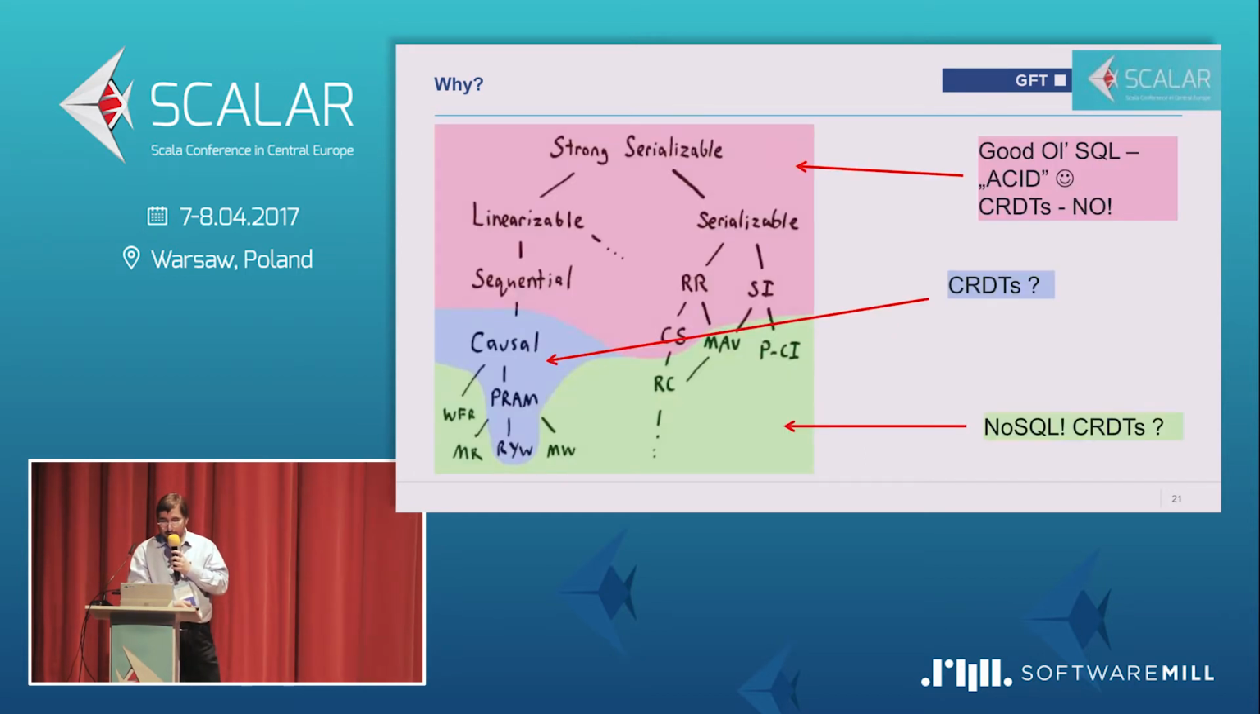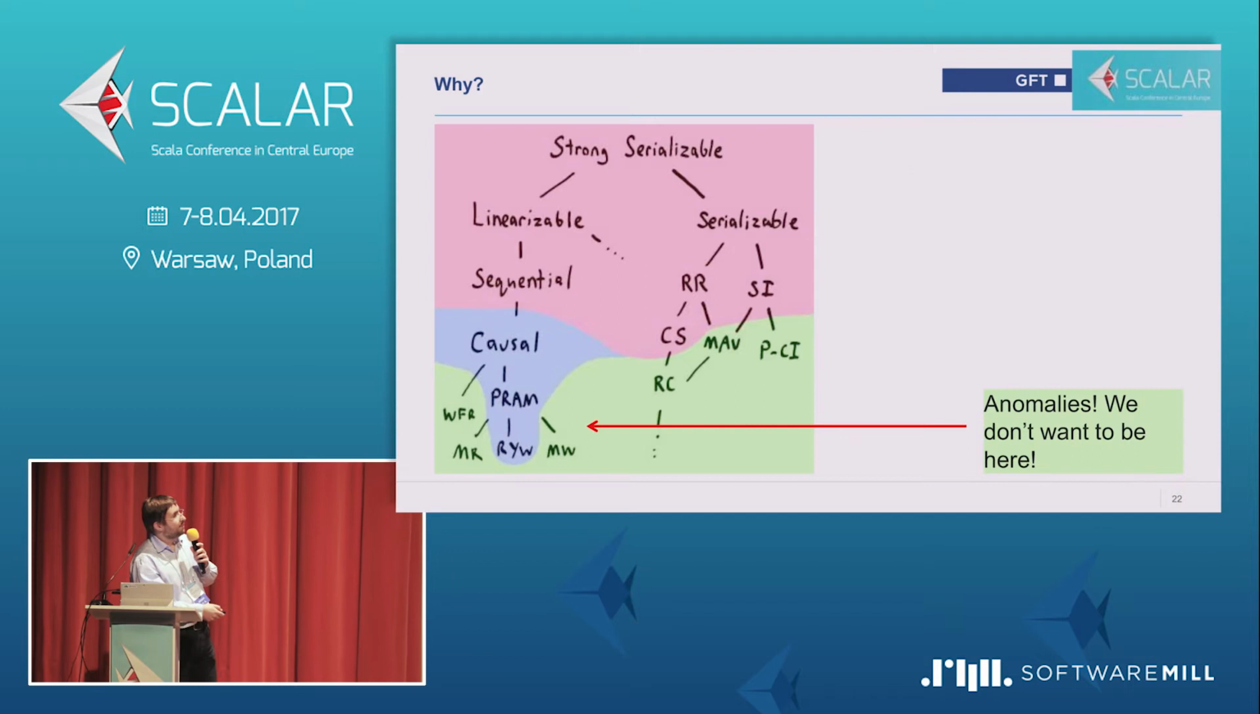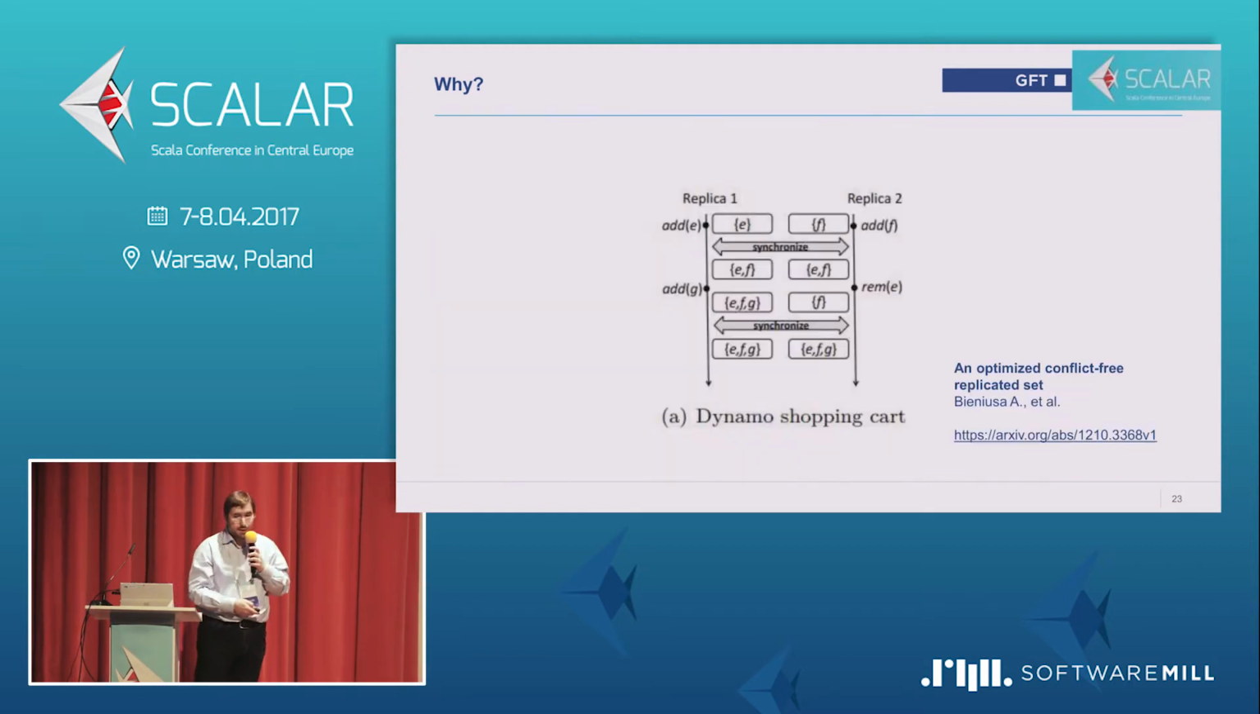But looking at this diagram, the red area is absolutely no-go. So maybe CRDTs are here. NoSQL is here. If you read Aphyr, you'll know that Mongo is in the green area. I don't know if green is good. Let's see. Well, actually, it turns out that green is not good. Here are anomalies, okay? And we actually don't want to be here with CRDTs. Let me show you why.